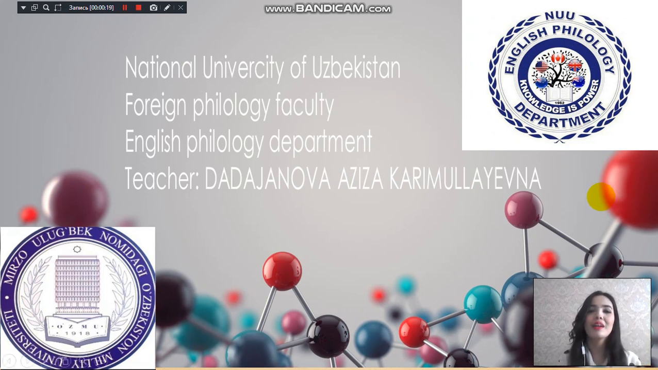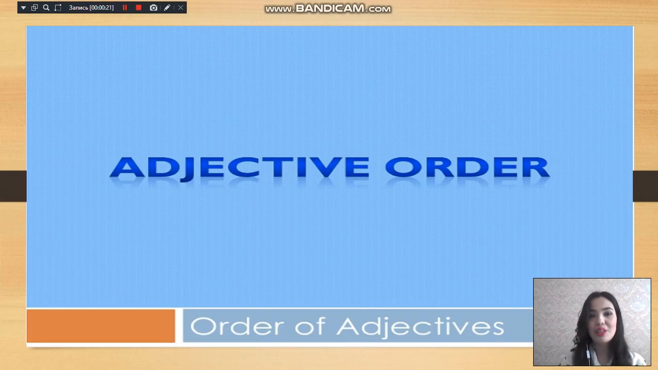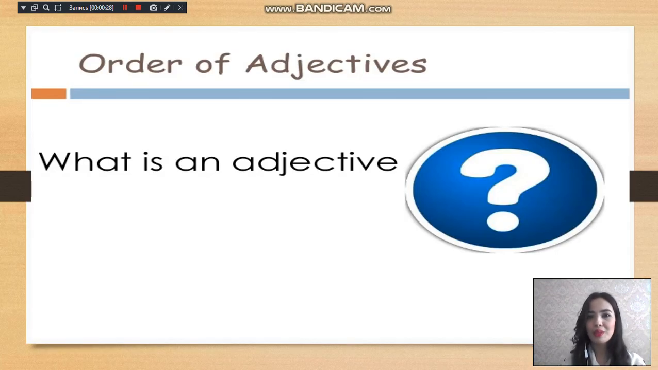Let's start our lesson in English. So the theme of today's lesson is adjective order. In today's lesson, we will look and find the answer to the question what the adjective is. Then we will speak about the right order of adjectives. And you will look at some rules of using the right order in adjectives. Then also we will do some activities together. So let's get started. Order of adjective.